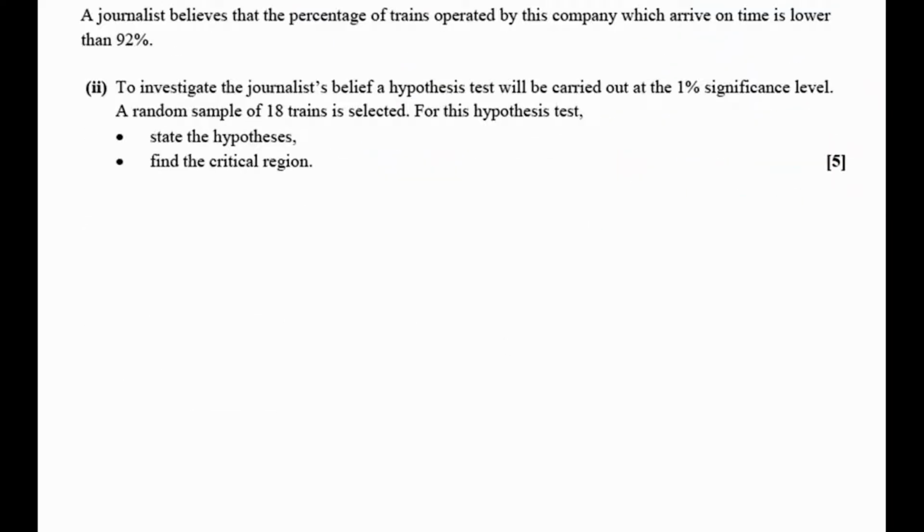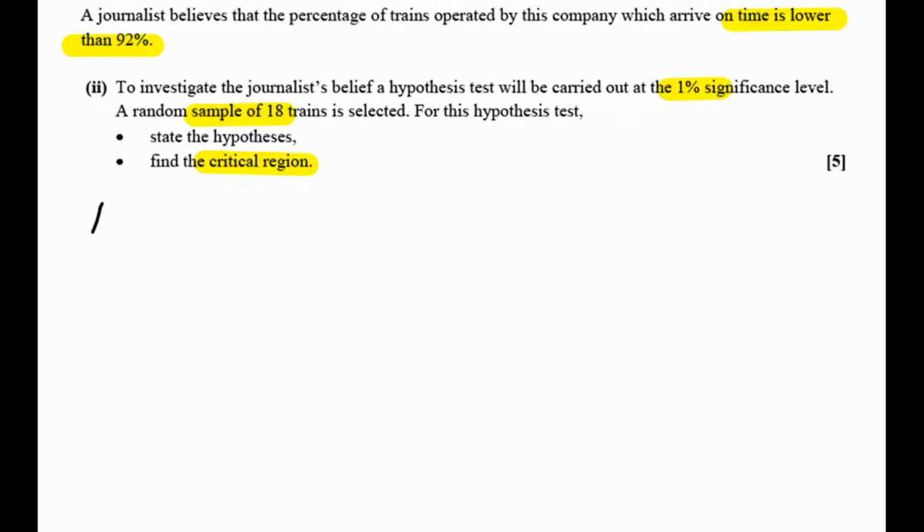All right, as always, clues in the question. Where are they? This journalist believes that the time is lower than 92%. That's going to give me my alternate hypothesis. We're going to be using a 1% significance level, and I've been told that there's a sample of 18. Be really careful here. We will ask for critical region rather than any other sort of hypothesis test. I can anticipate some people would use an n value of 30 and an observed value of 18. So be really careful what these values represent.